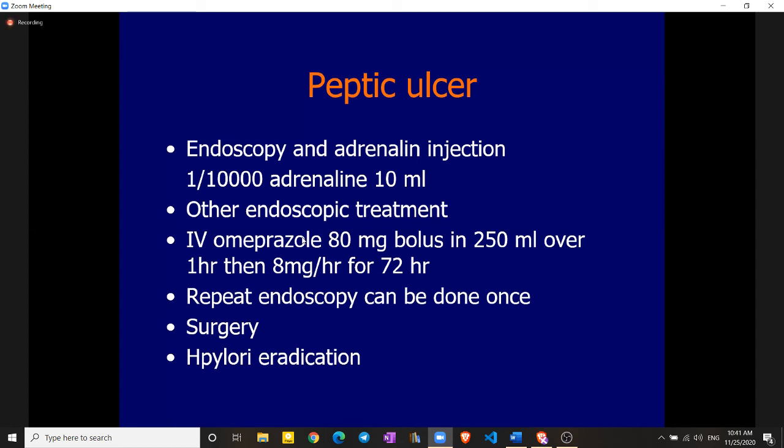So then the other medical treatment will be IV omeprazole, 80 milligram bolus and 8 milligrams per hour for 72 hours. Why 72 hours? That is from the trial, right? So because of the trial, we are following evidence-based medicine only, we do that, right? Repeat endoscopy can be done once, otherwise surgery, and Helicobacter pylori eradication is important. We spoke about that yesterday also, right? Next one.